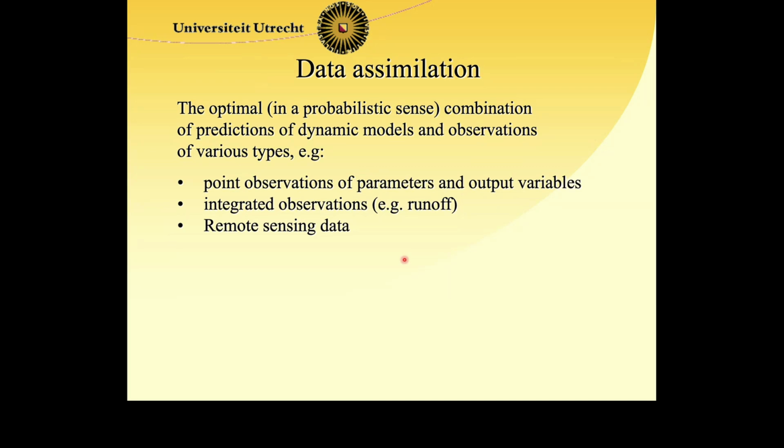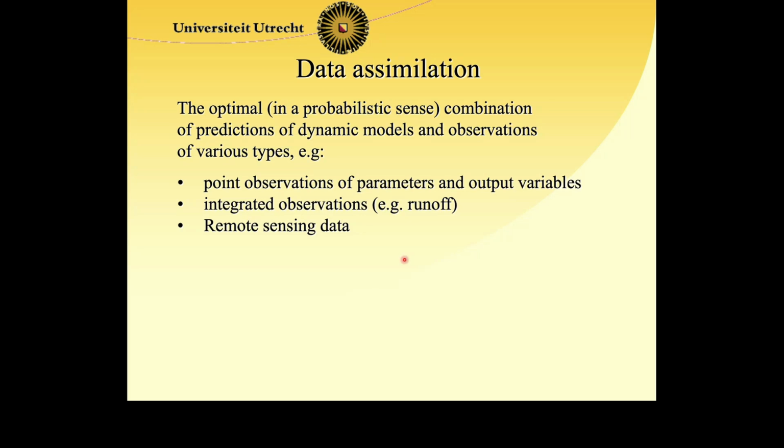What is data assimilation? Well, it's actually in an optimal, that means in a probabilistic sense, optimizing some probabilistic norm that could be the covariance or variance of the prediction error, but it could also be maximizing the conditional probability density of the prediction by combining predictions of dynamic models and observations. And these observations do not have to be point observations or in situ observations of output variables, but these could also be of parameters. It could be integrated observations.